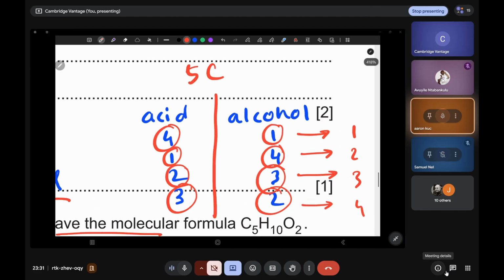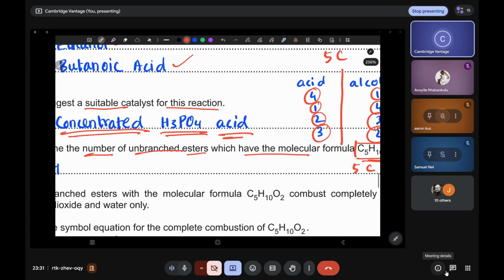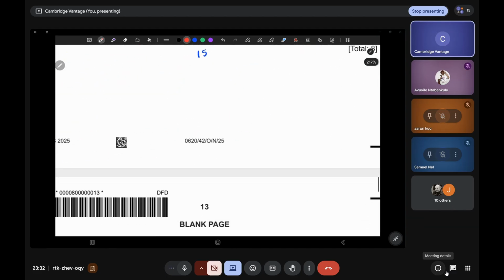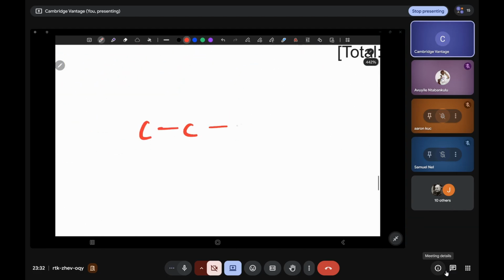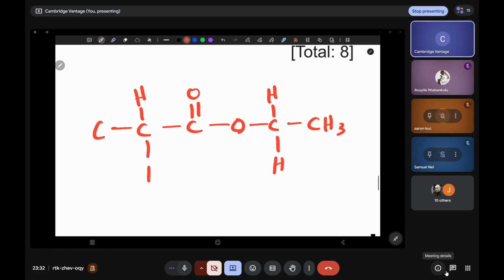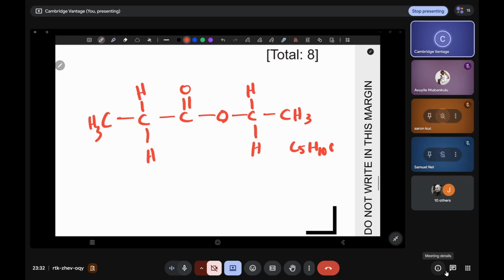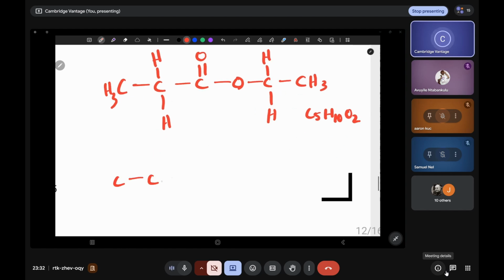Oh, alright. Here's the thing. They gave us the molecular formula of the ester, C5H10O2. So I know that I have 5 carbons over here. It's just that I don't know how they're going to be distributed. And they asked me how many unbranched esters are possible. So let's actually draw one of them. This is a possible ester, and if you were to check the molecular formula, this is C5H10O2. But then I could also draw something like this.